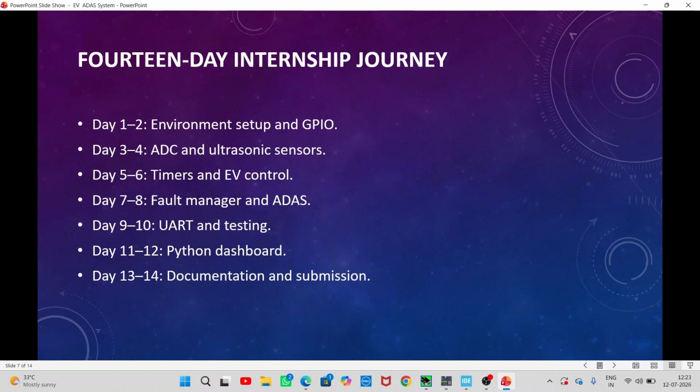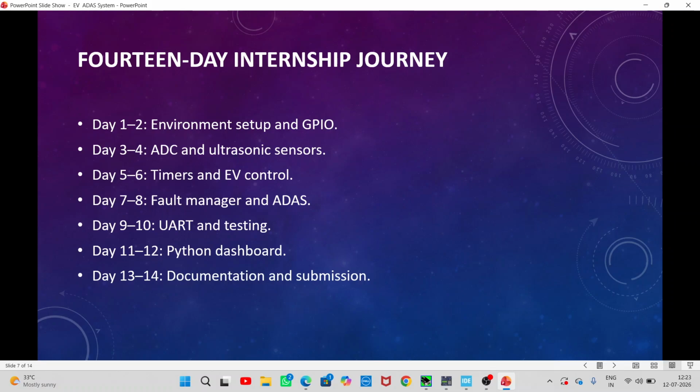Our potentiometers give us analog outputs, but our STM32 Blue Pill board takes only digital inputs. So that's why we use the ADC here. It converts the analog output from the potentiometer and gives a digital input to the STM32 Blue Pill board. And then the ultrasonic sensors. We use ultrasonic sensors.